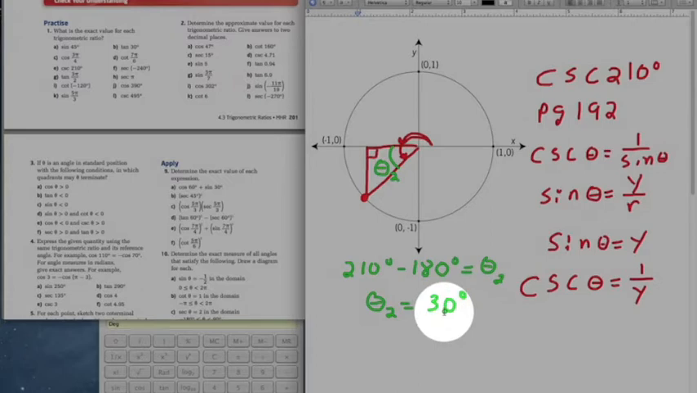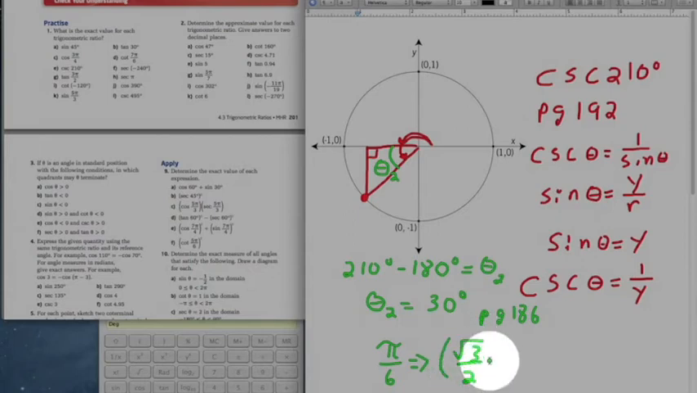Now, 30 degrees is one of those triangles that we should know. If you refer back to page, I believe it's 182. Oh, sorry, no, page 186. It talks about the different triangles and what their different values are. So 30 degrees, hopefully we're starting to memorize these. 30 degrees is pi over 6, and the coordinates for that are root 3 over 2 comma 1 half. So that's what pi over 6 would be if it was 30 degrees.